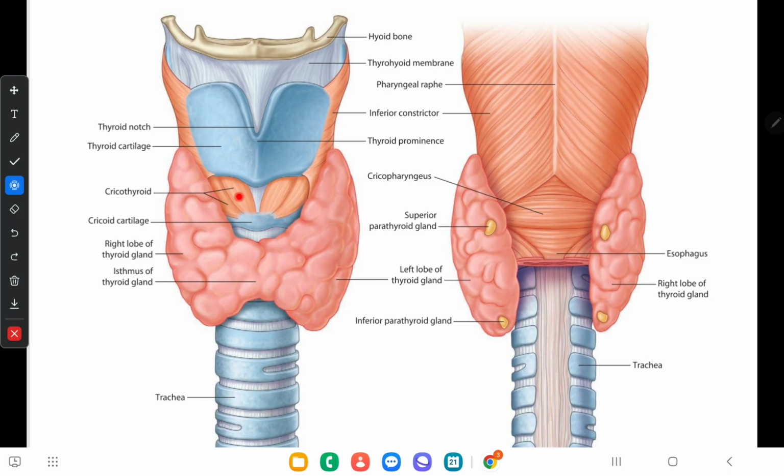The inferior part of the medial surface is related to the trachea. In this area, there is the trachea and esophagus. Then in between the trachea and esophagus, there is the recurrent laryngeal nerve. It passes upward in the groove between the trachea and esophagus, which lies immediately behind the cricothyroid joint and the ligament of Berry.